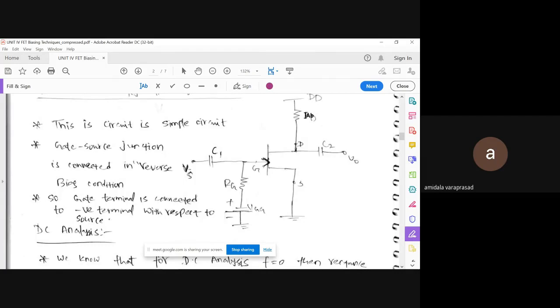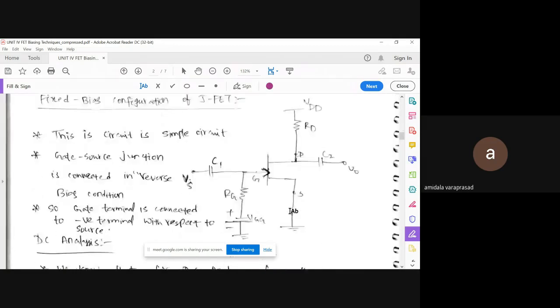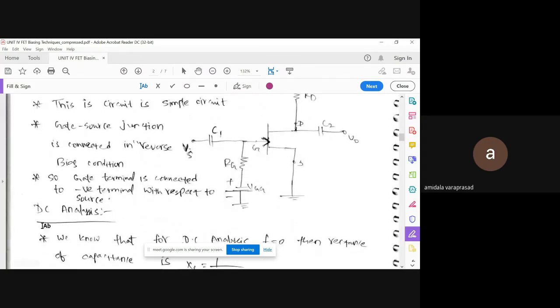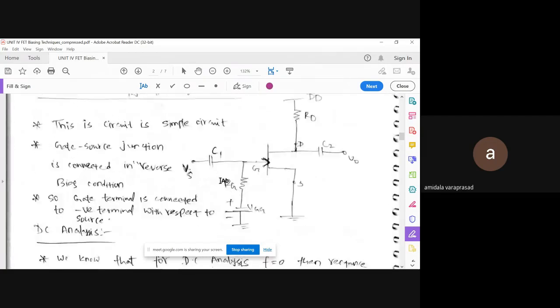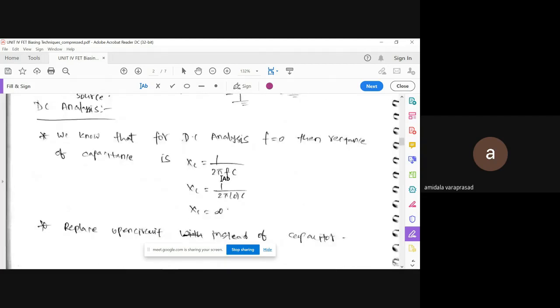Here two resistors are there, across the drain and across the gate. At the source we don't have a resistor. If we keep one resistor near the source, that is the second circuit, self bias. Now we already know for DC analysis capacitors are open circuit, so we need to represent capacitors as open on the input side and output side. Here VGG is the main biasing voltage to operate the FET. This VGG is negative, minus plus here.